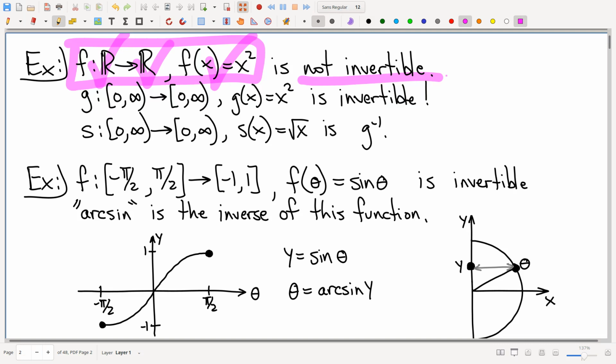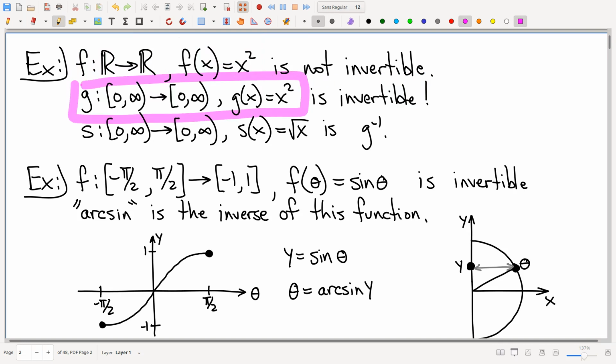What I can do is resolve both of these issues by being a little bit more careful with how I define the squaring function. So this is what you might call the invertible square function. Right? So notice only non-negative numbers are allowed in, and only non-negative numbers are allowed out. And with that understanding, totally invertible.